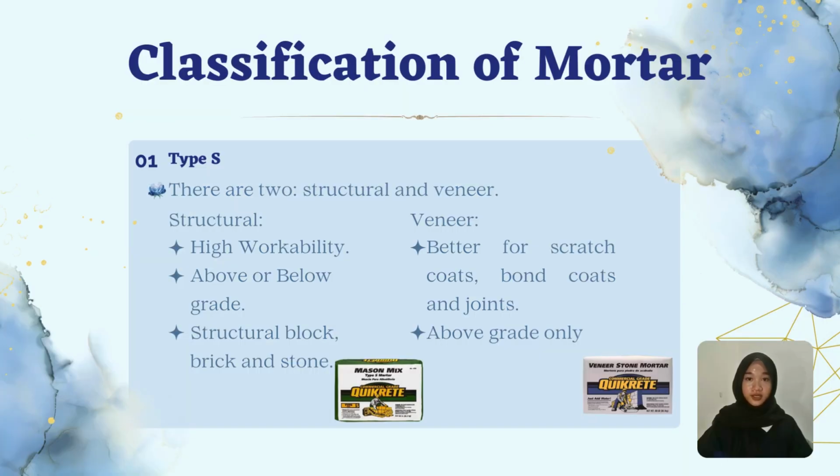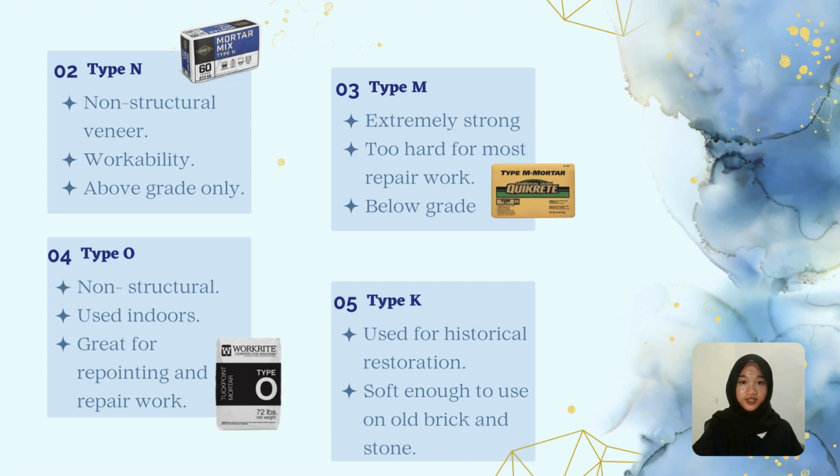Classification of mortar. There are two types for mortar type S, structural and veneer. Structural S have high workability and can be used above or below ground with block, brick, and stone. Veneer S are better for scratch coats, bond coats, and joints but can only be used above ground. This is a type of non-structural veneer that can only be used above ground and has good workability.